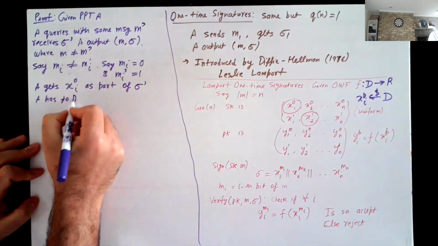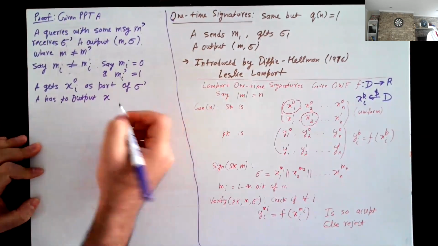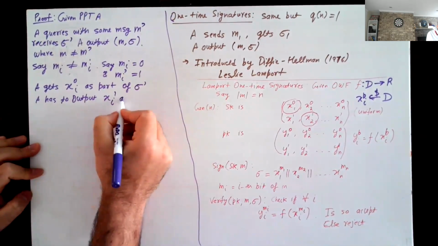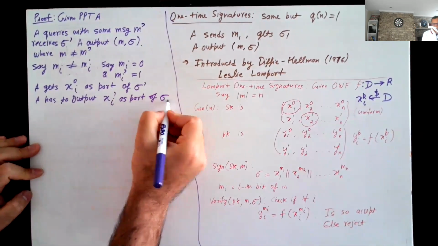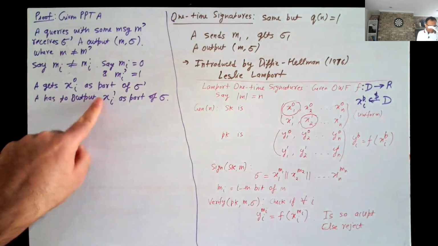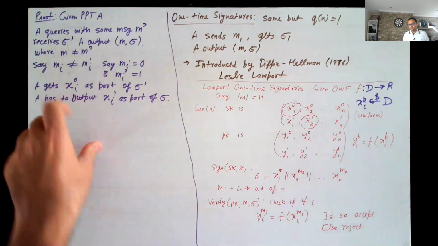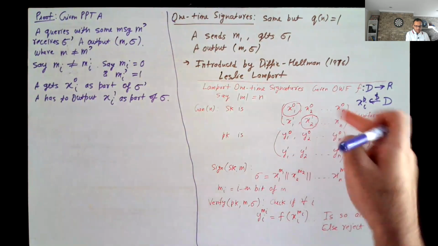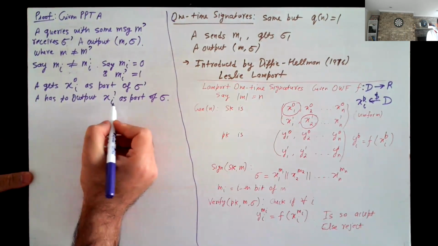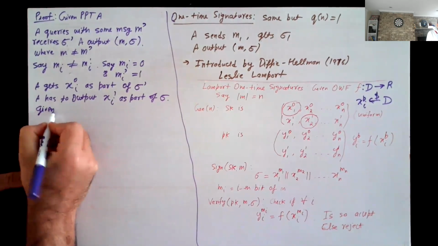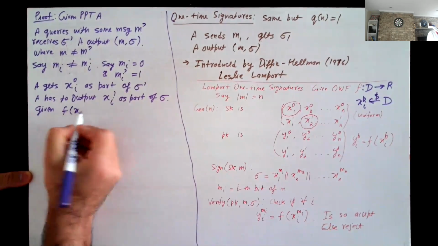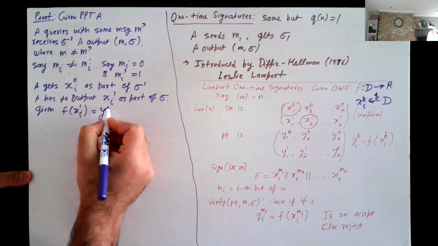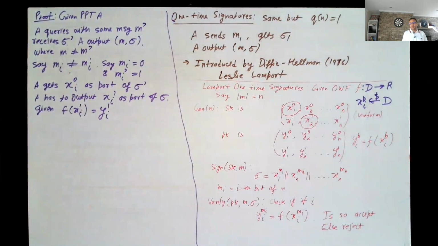Now the interesting part is that A has to output Xi of 1 as part of sigma, right? And can you compute Xi of 1 from Xi of 0? Well, no, they are all independent, random, uniform strings. There's no relation between the different xi's. So essentially, A has to output this xi of 1 as part of sigma. And A is just given f of this number, xi of 1, which is yi1. So essentially, A has to invert the one-way function here.